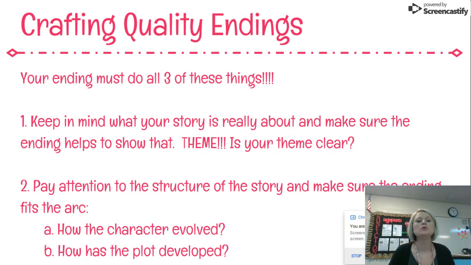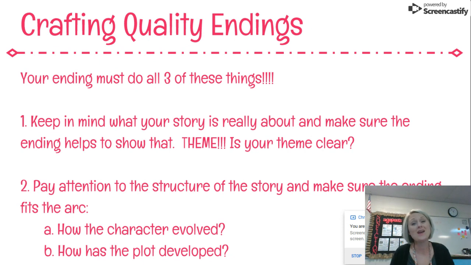You also want to pay attention to the structure of your story and make sure the ending fits that arc that we've been looking at with plot. So how has the character evolved? How has the character changed? How has he or she become a better or worse person? And then also you want to look at how your plot is developed. Where's your climax? And have you hit a falling action and a resolution?